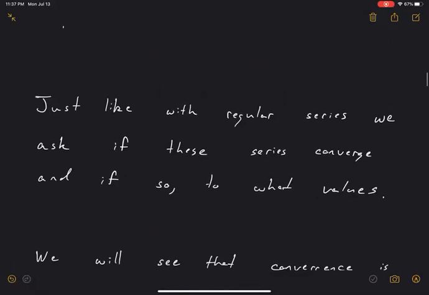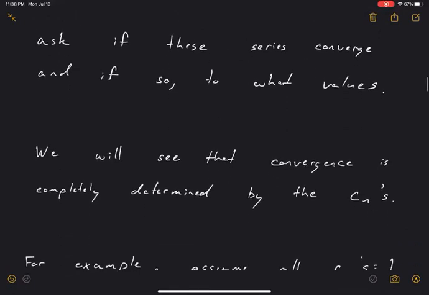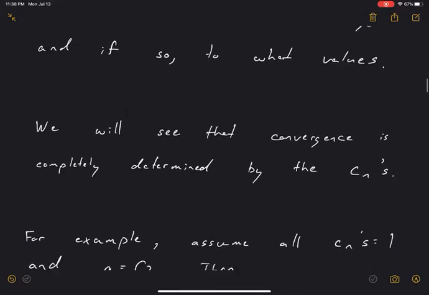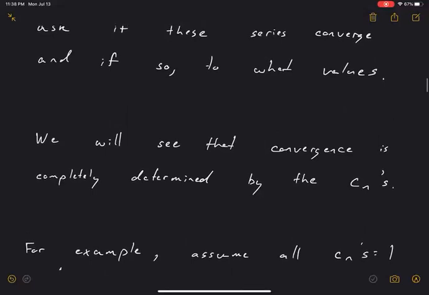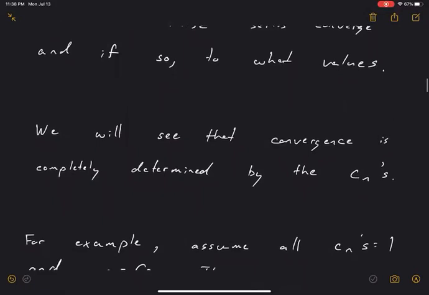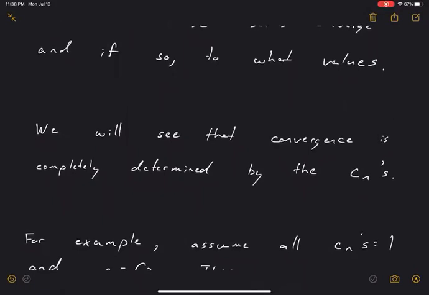Now, just like with our previous series, series like a_n, we have some questions we want answers to. We have these questions like, does the power series converge? And if it converges, what is it converging to? We're mostly going to talk about the first question, does the series converge? In later sections, we'll talk about what they converge to.